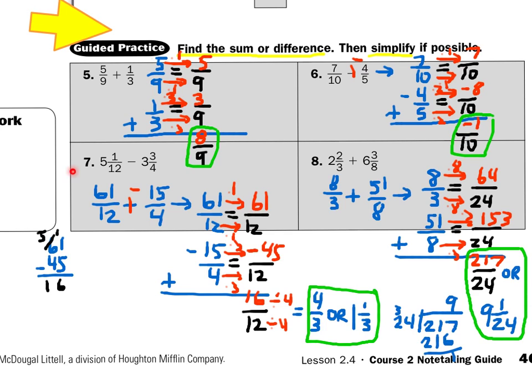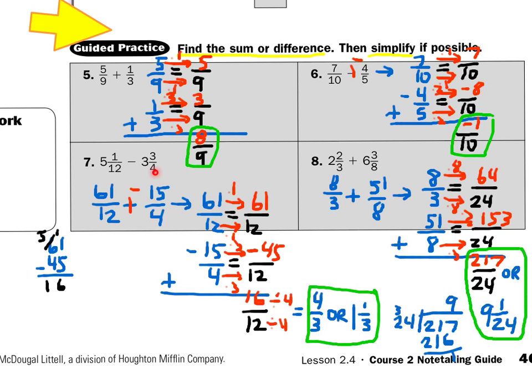Take a look at number 7. Now they're going to give us mixed numbers. 5 and 1/12 minus 3 and 3/4. Well, the first thing I have to do is write these as improper fractions. So start at the 5. Start at the 12. 12 times 5 gives me 60. 60 plus 1 gives me 61. So I put 61 over the 12. And then I copy the minus sign.